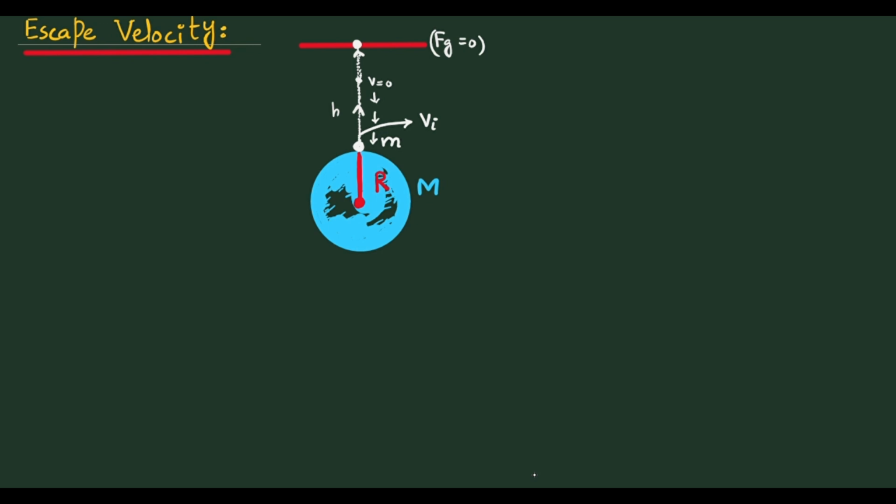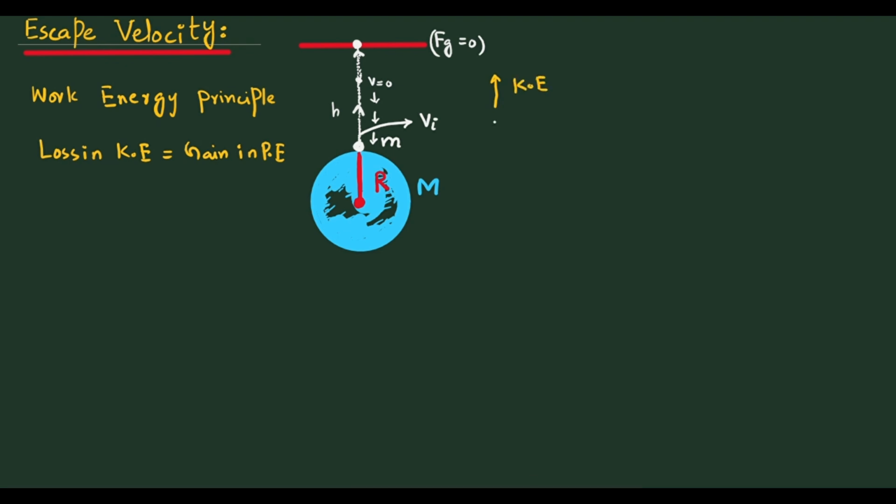First of all, we know the work energy principle, which tells us that the loss in kinetic energy is equal to the gain in potential energy. As we throw the object in the upward direction, its kinetic energy will decrease, but its potential energy will increase.